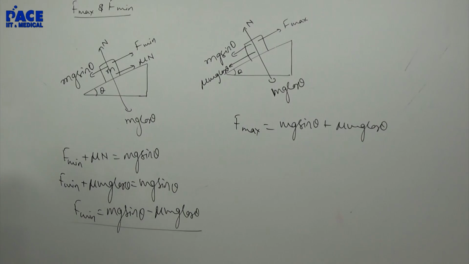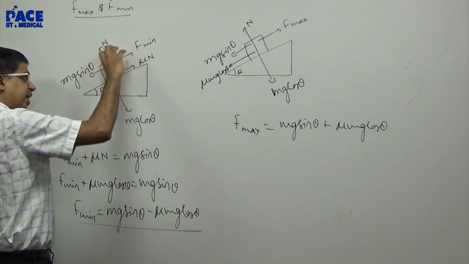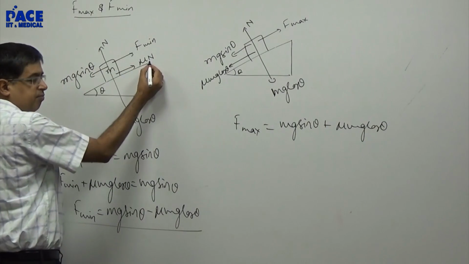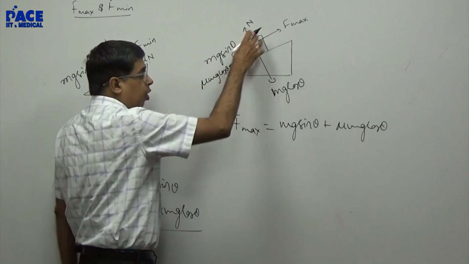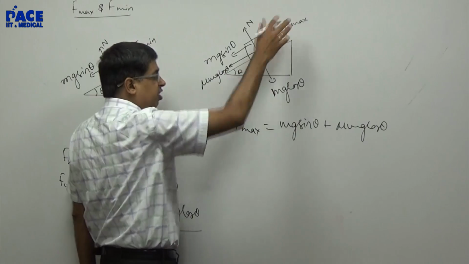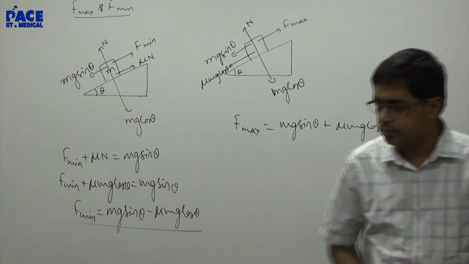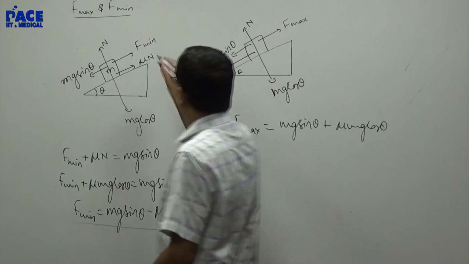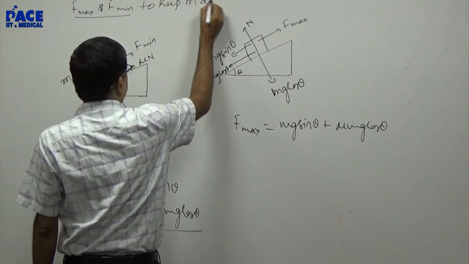Is that clear? Yes. When I am applying minimum force, this block had a tendency to slide downwards. Friction maximum value was acting upwards. As I start increasing this force, the body's tendency to move will be in the upward direction. Friction will act in downward direction. F maximum and minimum to keep the block at rest.